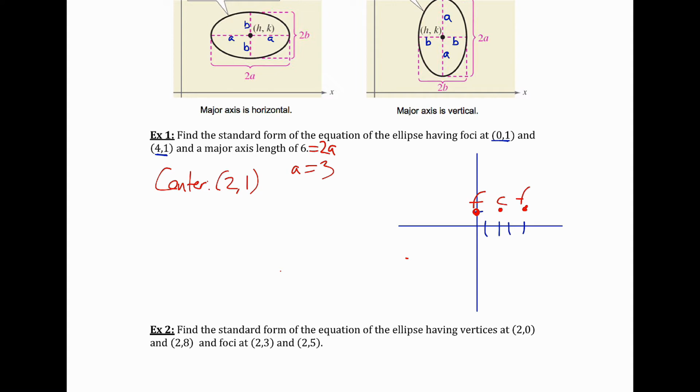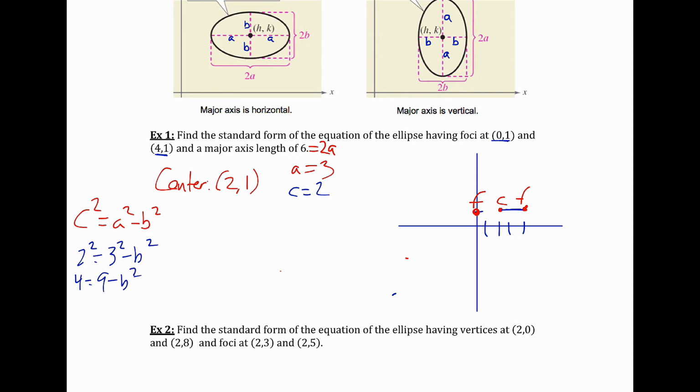Now, the other piece of information we don't have quite yet is where our vertices are, and what our c value is. We need to use the equation c squared equals a squared minus b squared to find all of our information. The c value is just the distance from the center to the focus, which in this case is just 2. So our c value is 2. So we have 2 squared equals our a value, 3, squared, minus b squared. So we got 4 equals 9 minus b squared.